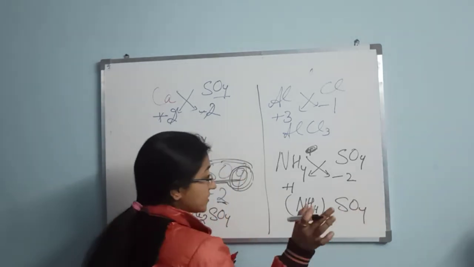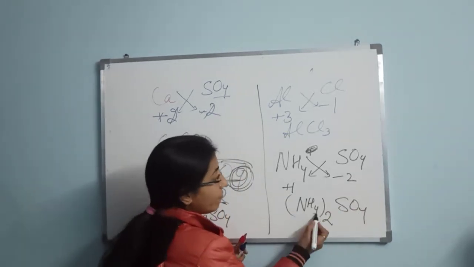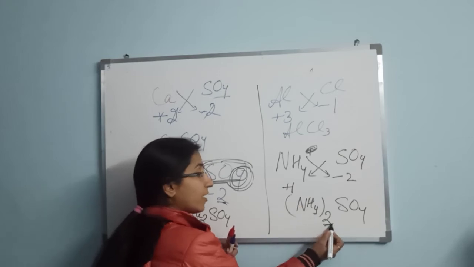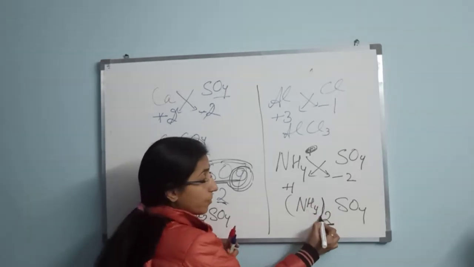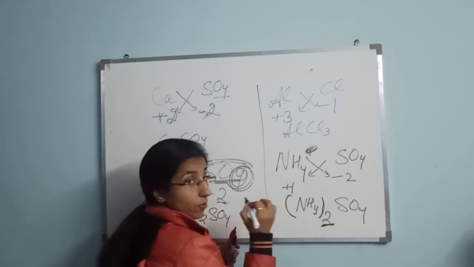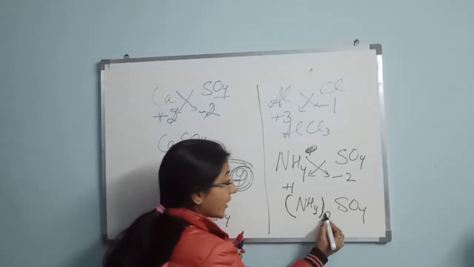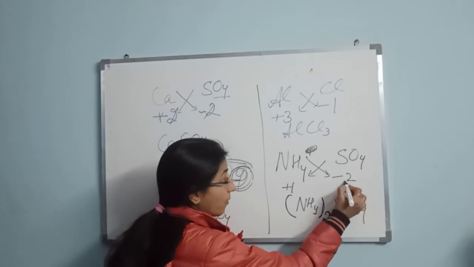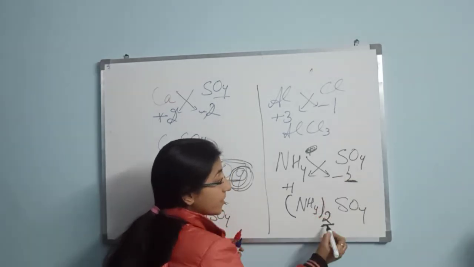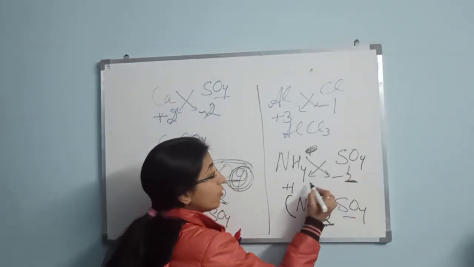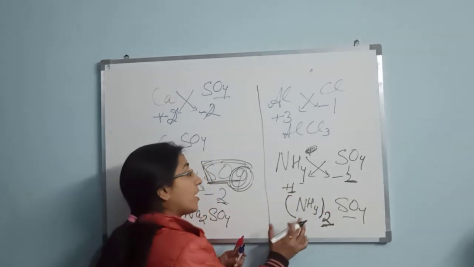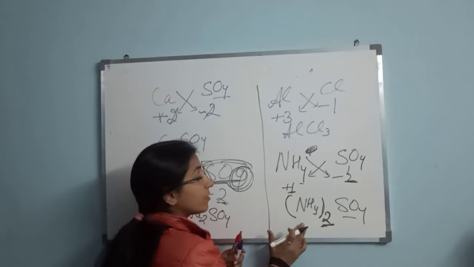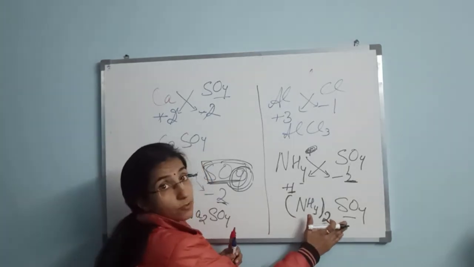Why am I making this? See, because already 4 is there. So if some common multiple factor is there, then put a bracket before that polyatomic ion and write the valency of the opposite species, that is of the sulfate here, and the sulfate SO4 will be having the charge of +1. So +1 is no need to write. So the formula for the ammonium sulfate will be NH4 whole twice SO4.